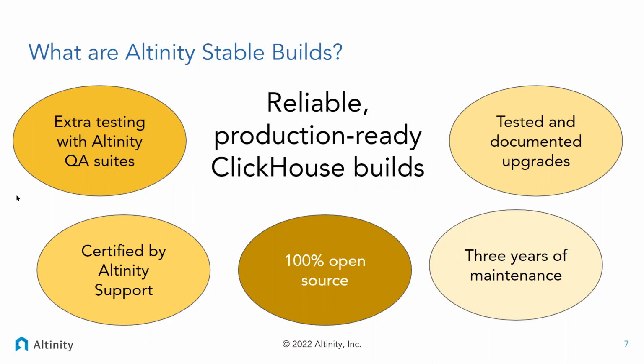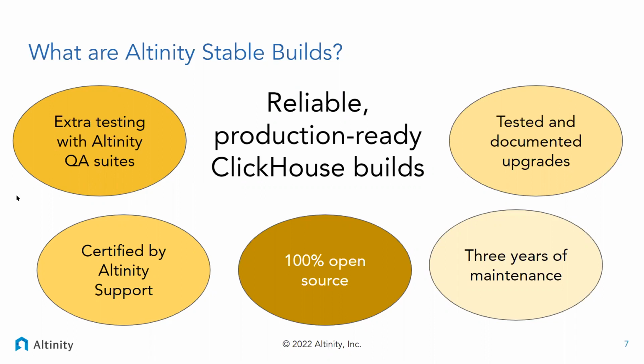Altinity Stable Builds take a narrower view because we're trying to solve a very specific problem. What we're delivering is reliable, production-ready ClickHouse builds. At this time, we are building only on the Intel platform. We're very interested in ARM, but there's not enough usage in the large systems that we serve, so we're not doing ARM builds at the moment.